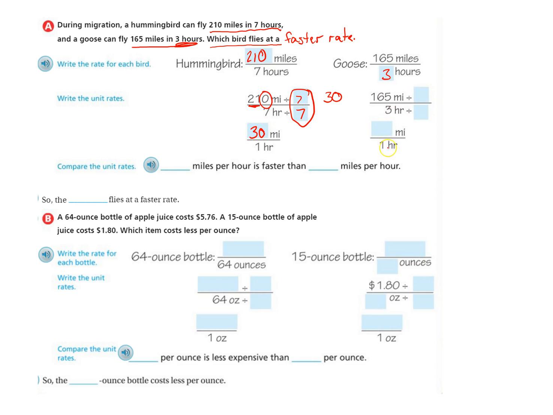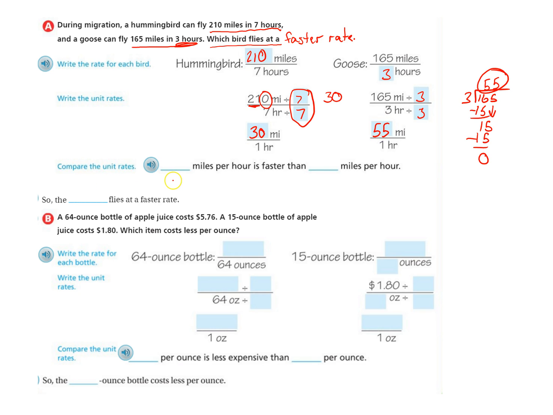Here, to get to 1 hour, the unit rate, we need to divide 3 by 3 to get 1. So we also divide the numerator, 165 by 3, excuse me. So I'm going to do that division here. 165 divided by 3. 3 can't go into 1. 3 goes into 16 5 times. It's going to be 15, subtract gives me 1, bring down my 5, and there's another 5, 15, subtract gives me 0. So 55 miles in 1 hour.